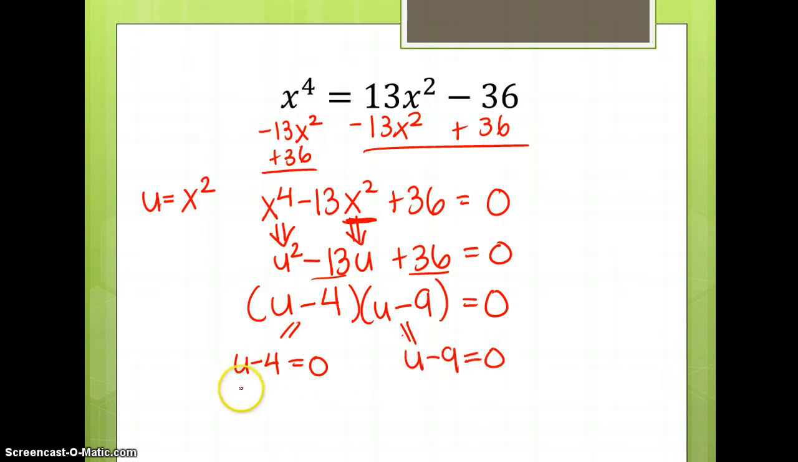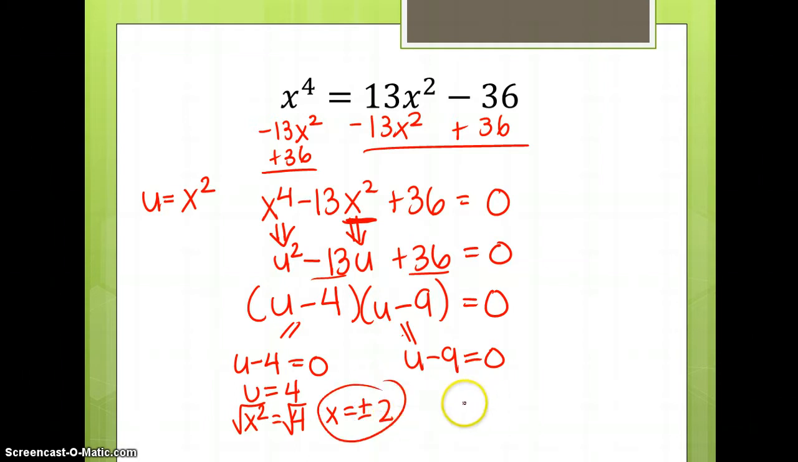And now if we plug back in x squared, we can figure out what x is. We just need to remember we're trying to find what x is, not necessarily what u is. So x is plus or minus 2. That's 2 of our answers. Remember, we expect 4 answers. If you look up at the top, that fourth power tells us to expect 4 answers.